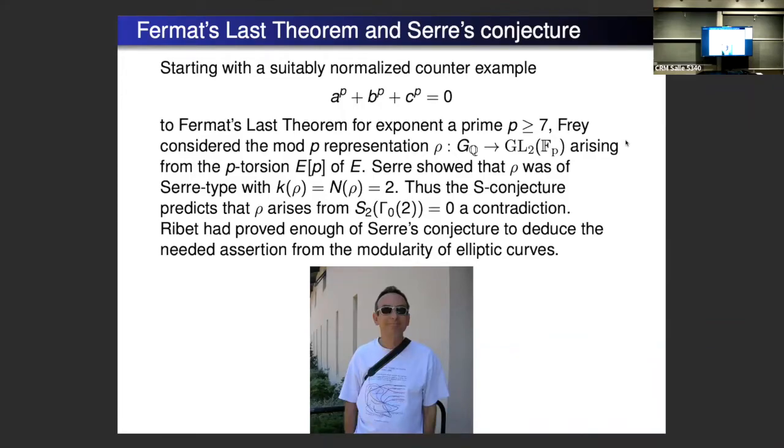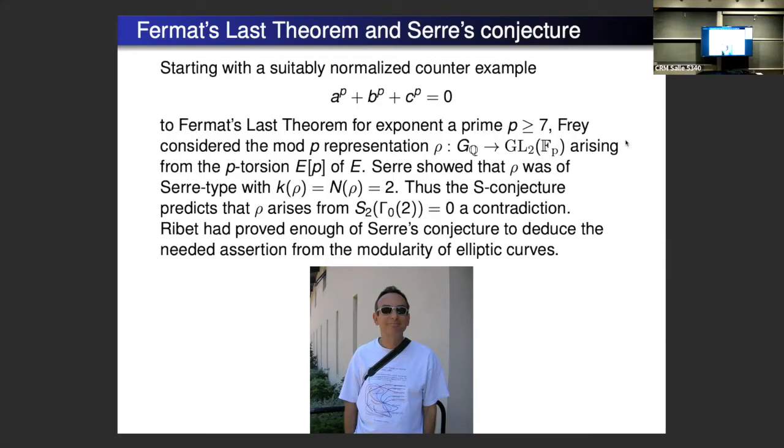The connection between Fermat's last theorem and Serre's conjecture is, as explained yesterday as well, that you start with a Fermat violation, a counterexample to Fermat for some prime exponent p. Then you consider the mod p representation arising from this elliptic curve, and examine the invariants Serre attaches to it. They turn out to be k of rho equal to 2, and the level is 2. So Serre's conjecture, in the refined form, which specifies from which space of modular forms it arises, tells you that this representation arising from the p-torsion of this elliptic curve, which has very limited ramification, should arise from the space of modular forms of weight 2 and level 2. On the other hand, that space is 0. So that's the contradiction.